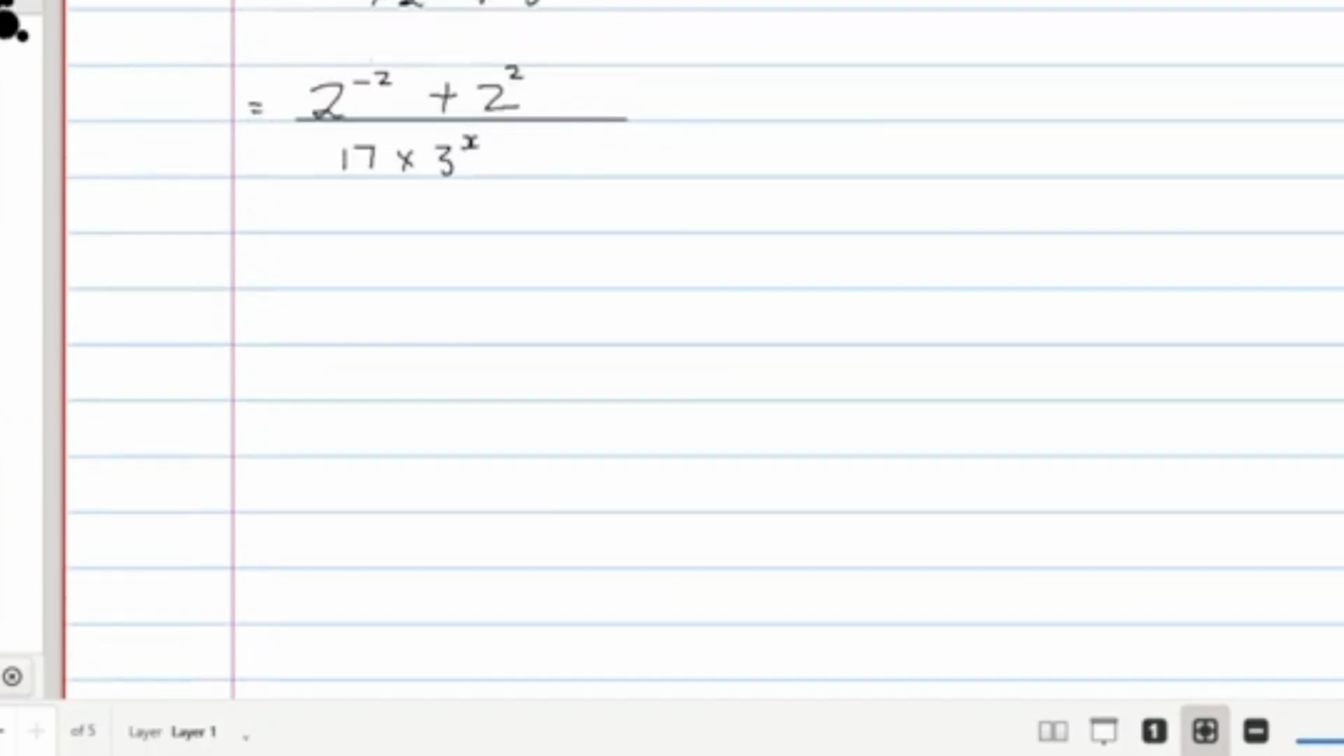Okay, again, you move on. You try to simplify. So 2 to the power -2 is the same as 1 over 4 plus 4. And then when you add 1 over 4 plus 4, it's 17 over 4. And then 17, the denominator is still the same. Now you try to rearrange your question.